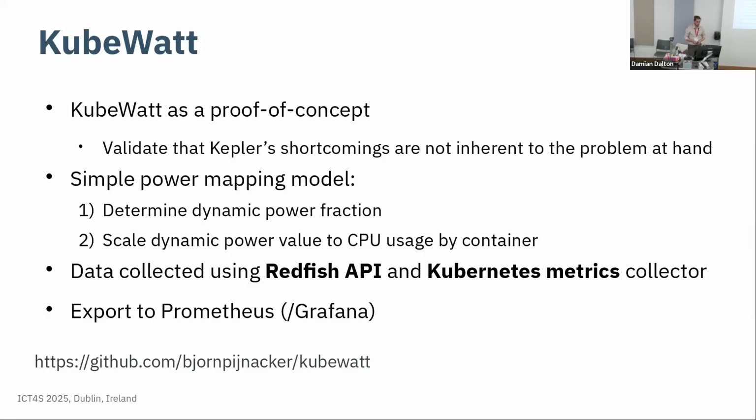The data collection here was using Redfish API, which is the server management interface. So that gives us a very precise reading of the power supply itself in our test. And we use the Kubernetes metrics collector for the CPU usage data, which is internal to Kubernetes. It always tells you the number of CPUs that are being used by any container. And again, we export this to Prometheus.